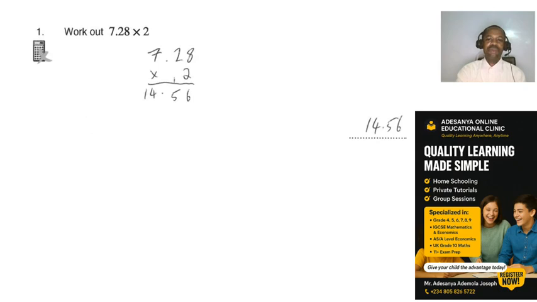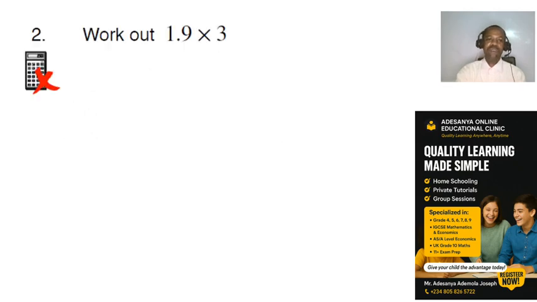Alright, so as you can see from here, the answer is 14.56. So let's dive into the second question. Now this is the second question. Let's quickly solve it. We have 1.9 multiplied by 3.